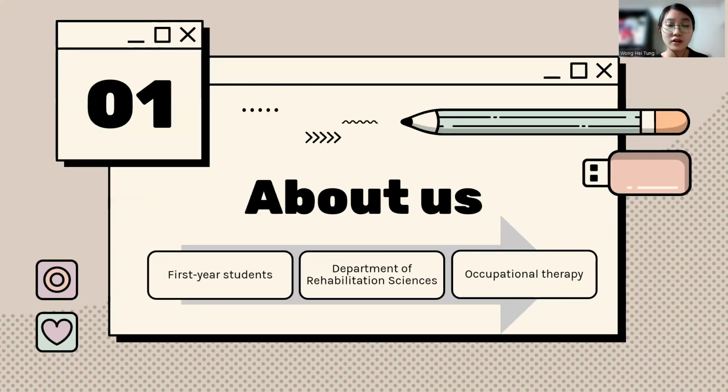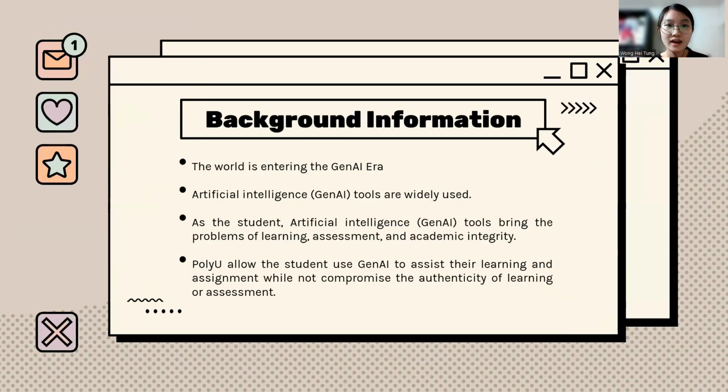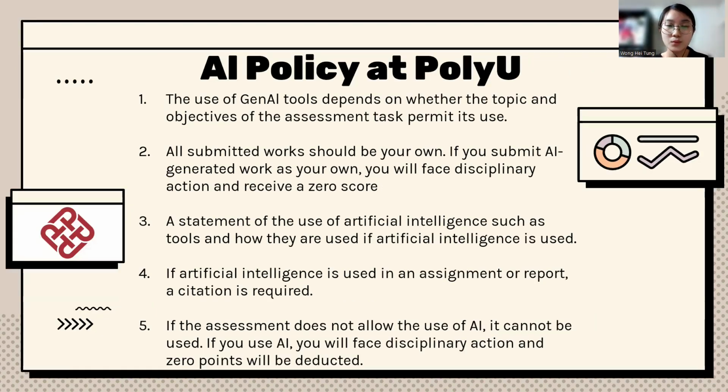All of our group members are from the occupational therapy program, and we help patients recover and improve their daily skills after going through some injuries or illnesses. AI is commonly used nowadays due to its rapid development, and PolyU also has some Gen AI policies. Our purpose for this presentation is to explore and reflect how AI could help us, and also some concerns that we may have. Here are some AI policies of PolyU.